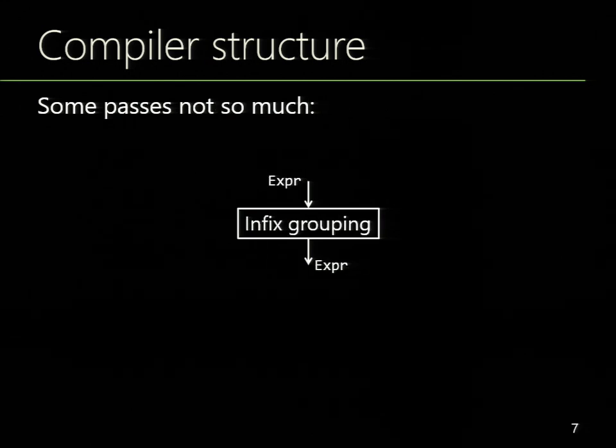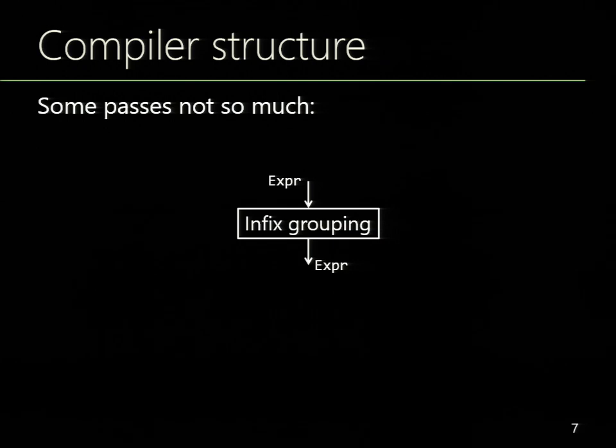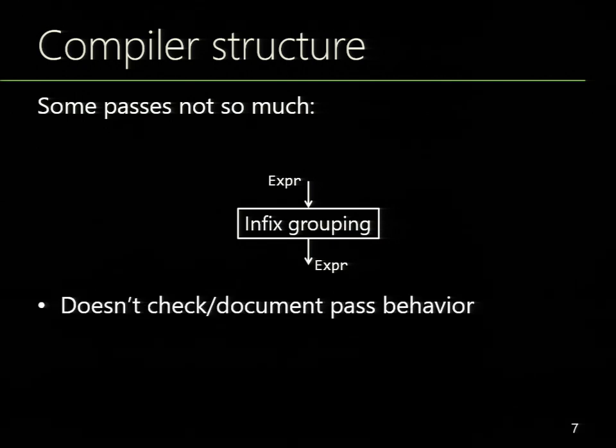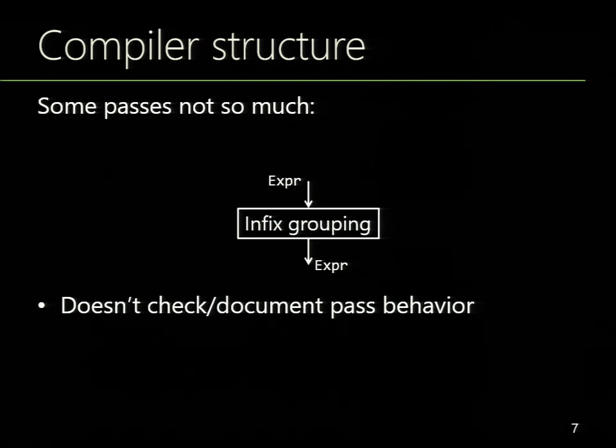On the other hand, there are a fair number of times this didn't work great. So here's what I ended up doing for infix grouping. I have expressions on the way in, and I have expressions on the way out, and I've learned nothing. I haven't documented the past behavior. I can't check the behavior. This isn't doing me a lot of good. The reason for that is that the change here isn't easily parameterizable. There's one case in an expression in the AST that I'm removing in the course of this pass, but that's not something that easily pops out as a parameter of the type.